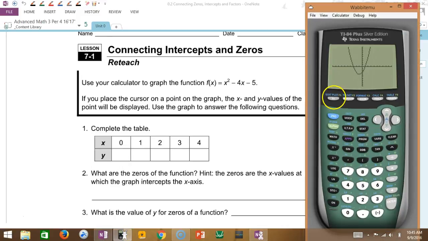There we go. Okay, so everybody knows that when you graph a function, you hit y equals. There it is. Phew. I was getting nervous for a second. Okay, so we're going to type in x squared minus 4x minus 5. How do we do? You guys see that all right?